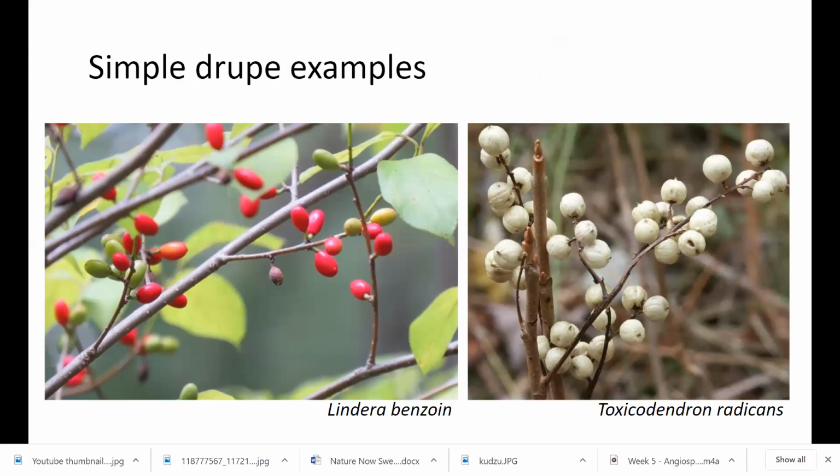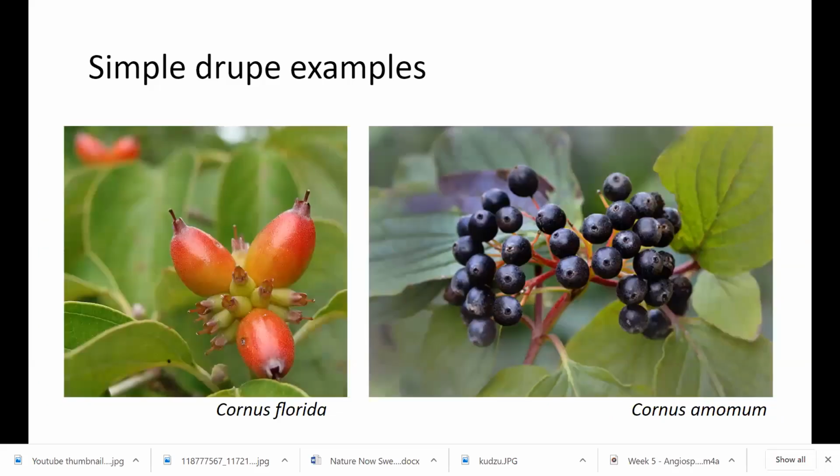You can see those. And then our ever favorite Toxicodendron radicans, poison ivy, also has a drupe fruit. And those white drupes have a single pit or seed in the center. We can also look at Cornus florida and Cornus amomum. So both of our dogwood fruits that we've learned so far are drupes. So each of those fruits has a single hard seed in the center, right, surrounded by a fleshy exterior, right?